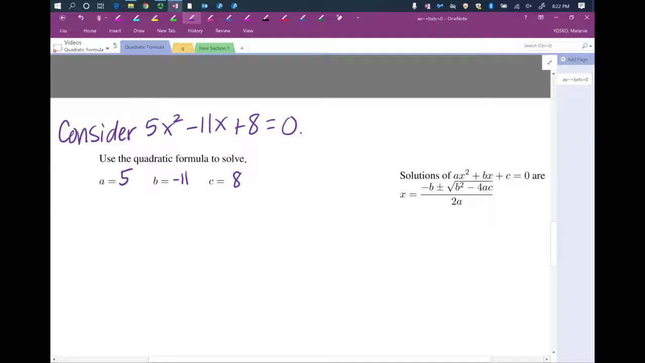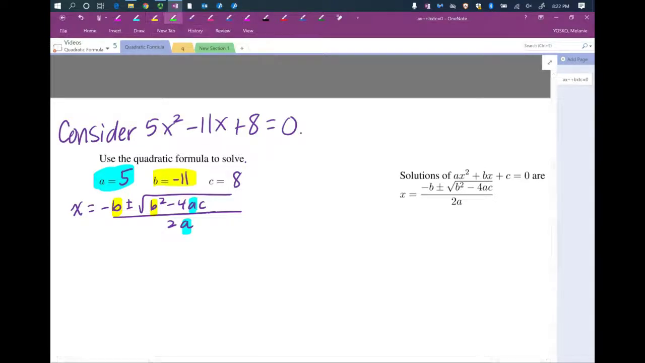Now we're going to plug each piece into this equation. So x equals negative b plus or minus the square root of b squared minus 4ac, all divided by 2a. So let's just highlight each piece. a is 5, so we're going to put 5 in that place. b is negative 11, so I'm going to put a negative 11 for b, and then right here, c is 8. So we're going to plug this in.